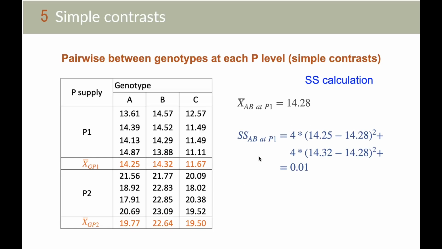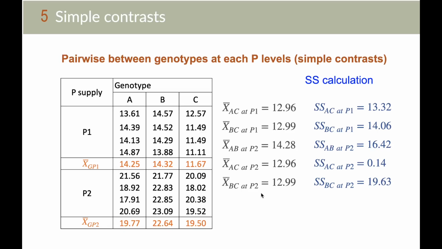And here is an example to calculate the sum of squares for pair A and B at phosphorus level 1. This one is for this group, and this one for this group. 4 is the number of observations. 14.25 is the mean value of this group, and 14.28 is its mean. It's similar for this group, for genotype B. By the same way, we can calculate the sum of squares for other pairs.